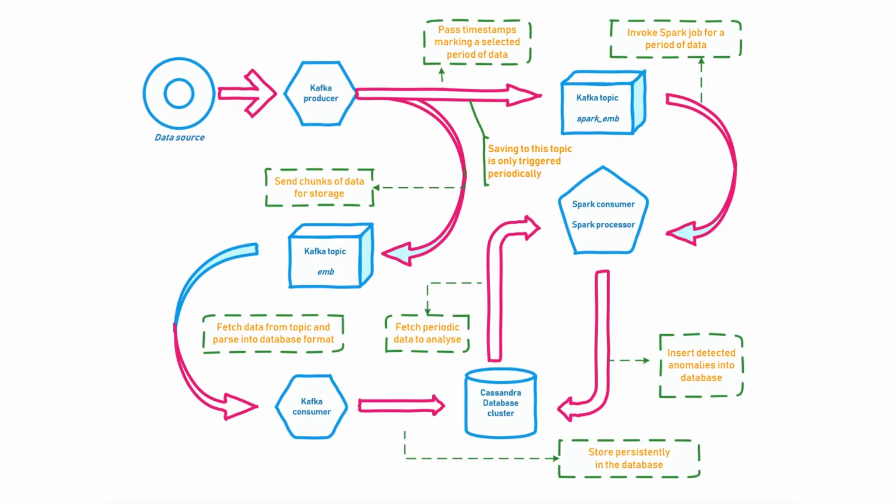Here we see the overview of the whole processing system. What is worth noticing is that the environmental data is stored via EMB topic to Cassandra database. However, sometimes Kafka producer launches a Spark job to detect anomalies in a specified period. Spark would then fetch the data from the database, process it, and store the found anomalies back into the database.